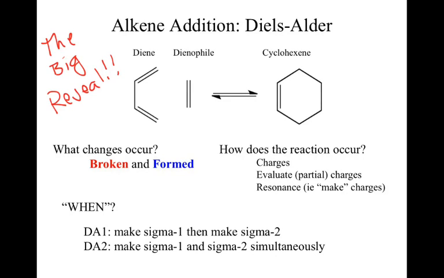So in a follow-up to our previous Diels-Alder lecture, we now have kind of our big reveal on what happens with the Diels-Alder reaction. So the first two slides here are just to give you a reminder. When we're looking at the Diels-Alder reaction, we are starting with a diene, so named because it has two pi bonds, two different pi bonds.